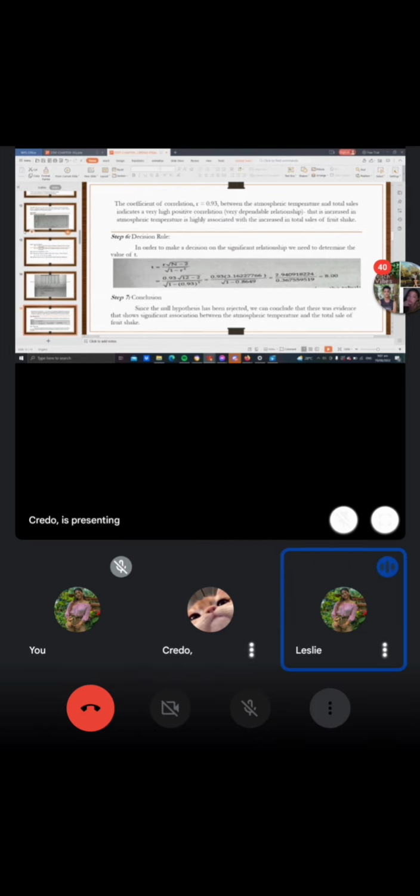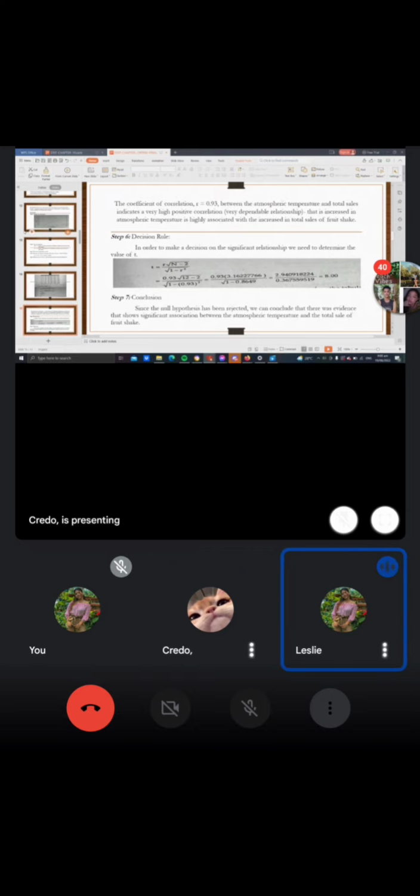The next one is the coefficient of correlation r equals 0.93 between the atmospheric temperature and total sales. It indicates a very high positive correlation or very dependable relationship. That is, increase in atmospheric temperature is highly associated with the increase in total sales of fruit shakes.